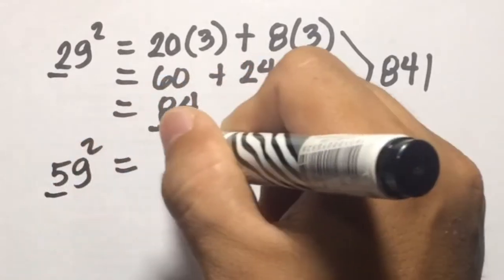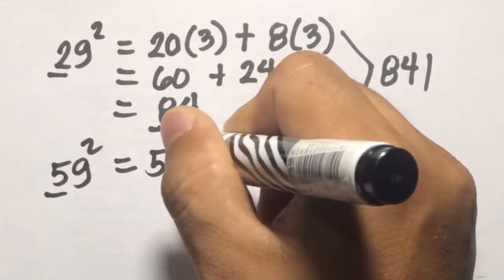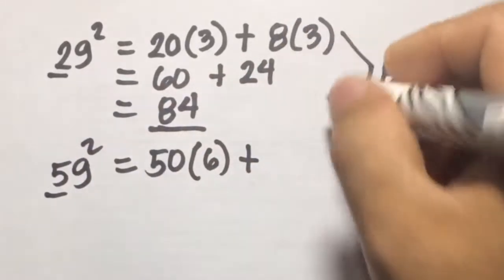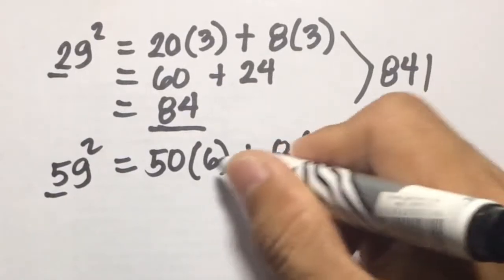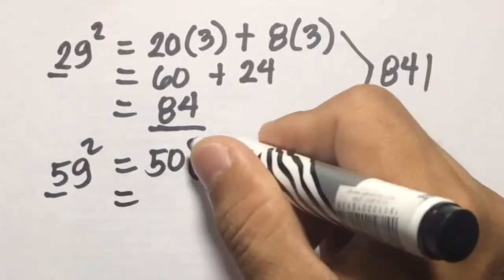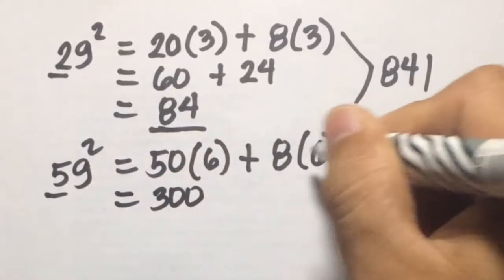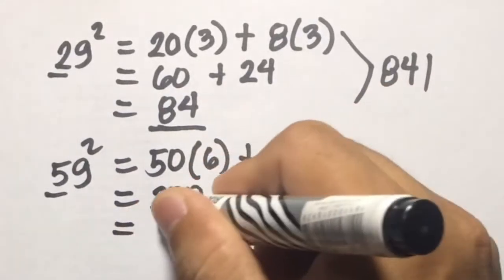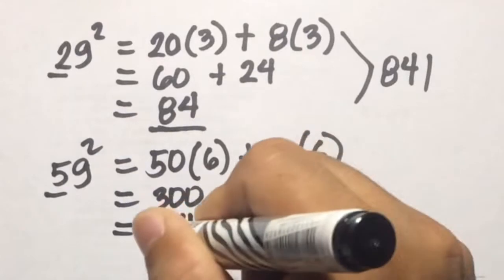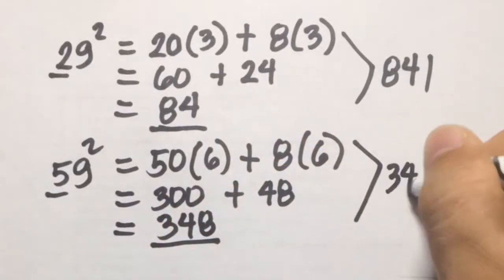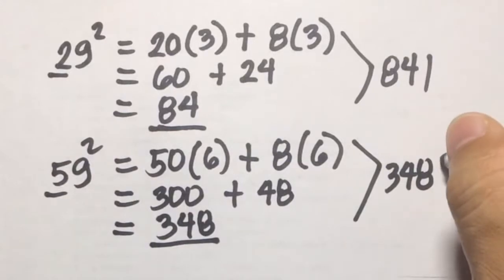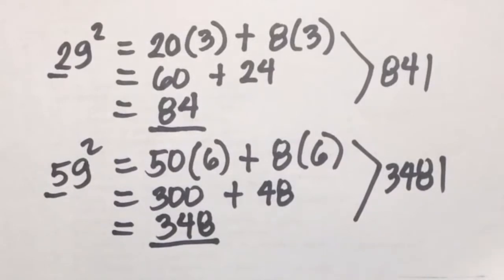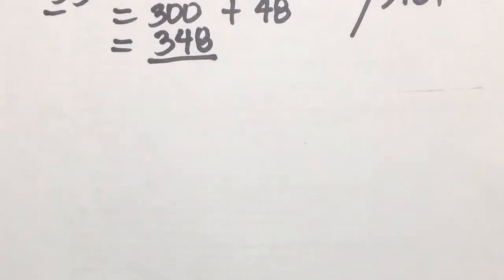Another example, let's have 59 squared. The first digit is 5, so we're going to have 50, so just add 0. Then times the next number, 6, plus the constant number, which is 8, then times 6. 50 times 6 is 300, then 8 times 6 is 48, so plus 48. 300 plus 48 is equal to 348. The first digits are 3, 4, 8, then our last digit will be 1. So 59 squared is 3,481.